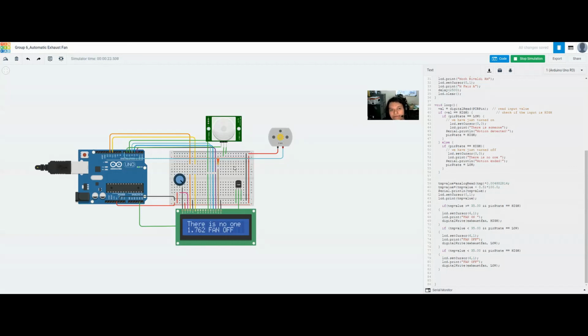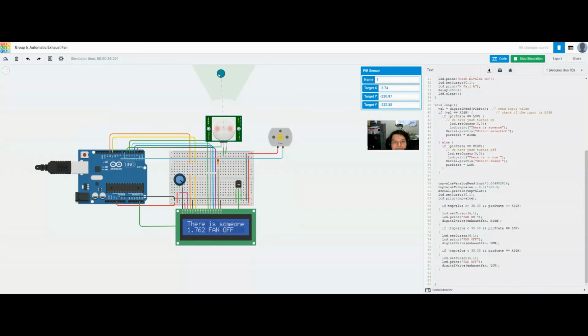And the last condition is if the TMP value is still below 35, but there is someone in the bathroom. The fan will still be turned off, but the LCD will report to us that there is someone, because the PIR sensor detects the movement inside its range of reach.